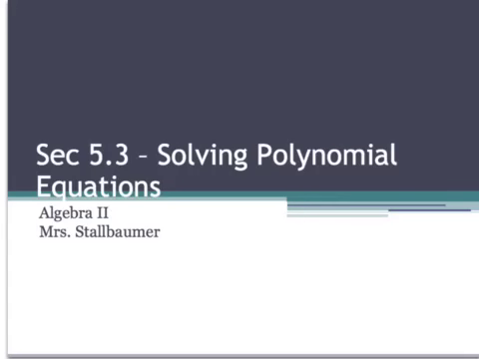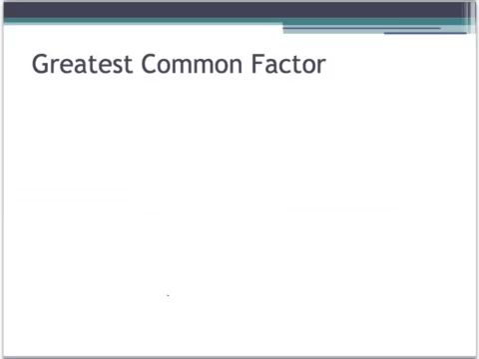Okay, so today we're going to start section 5.3 for Algebra 2, and that's going to be over solving polynomial equations. Okay, so let's review how to factor by finding the greatest common factor. And we're going to start with the example 15x squared plus 3x cubed.